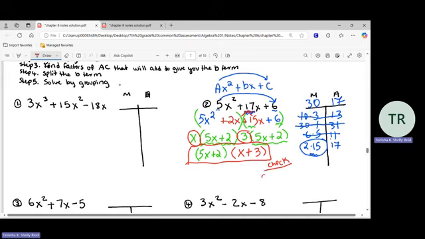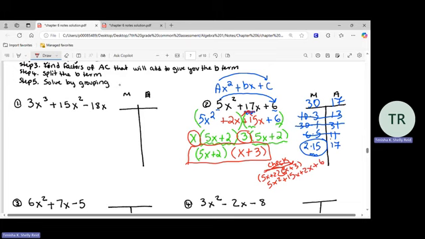So when we check, we have 5x plus 2 times x plus 3. 5x times x is going to give us 5x squared. 5x times 3 is going to give us 15x. 2 times x is going to give us 2x. And 2 times 3 is going to give us 6.